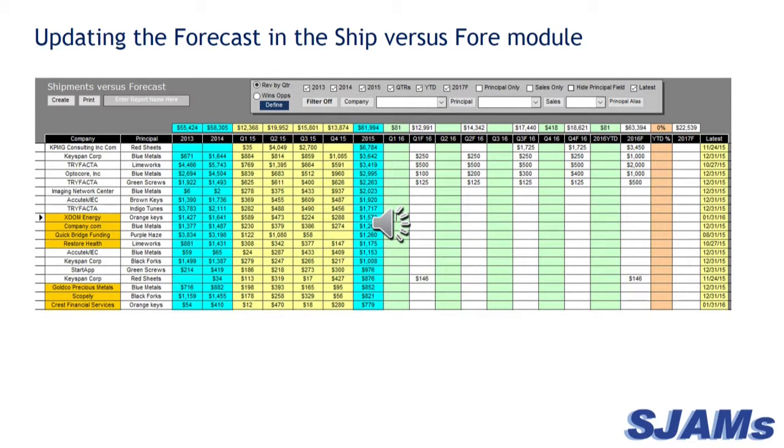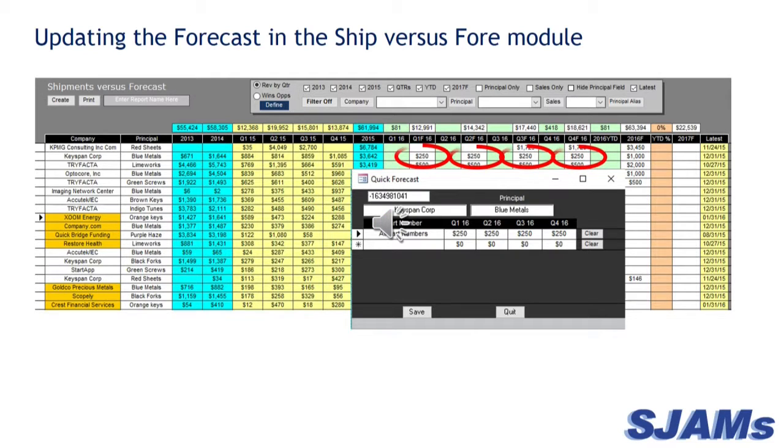Users also have the ability to update their forecast from the Ship versus Fore view. You can double-click in any white box, whether it has a value or not. The following forecast form will appear. Once again, we will use our Keyspan customer and blue metal principal example. Please note, if there are values in the forecast fields, those values will be transferred to the forecast form. If the forecast fields are blank, the forecast form will open with blanks.